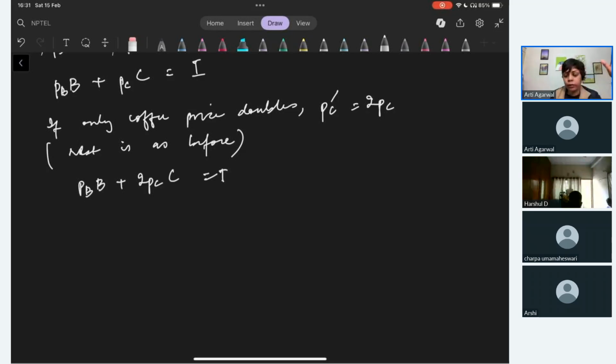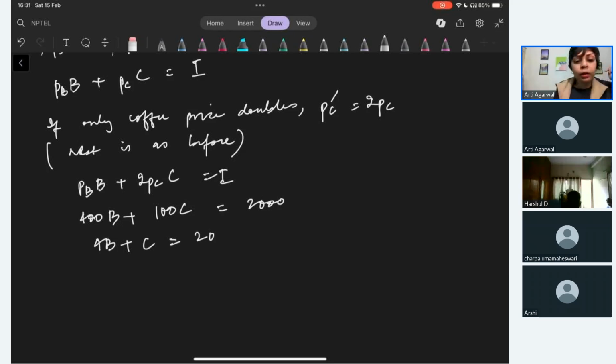Now we can't really cancel out anything because there's nothing to cancel. For PB, we plug in the value 400, B plus PC was 50, now this becomes 100, C is equal to 2000. Now we can cancel, and the equation is different. It's 4B plus C is equal to 20. So you see, if you change the price of only one commodity, then the equation changes.